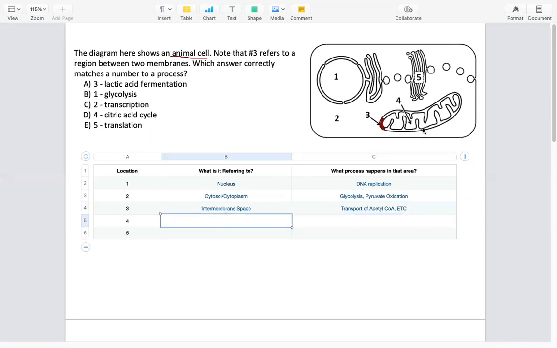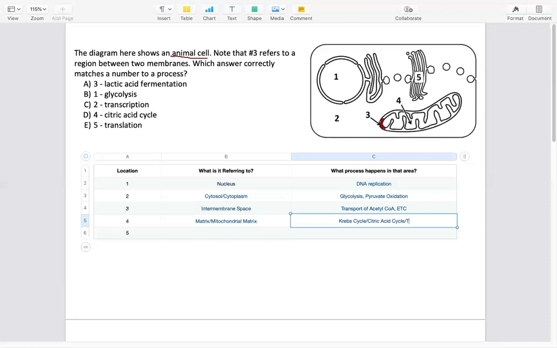All right, number four, we're also referring to the mitochondria, and this would be the matrix, or the mitochondrial matrix. This is just the space inside the mitochondria, and you guys know that what happens in here is the Krebs cycle, or you can call it the citric acid cycle, or the tricarboxylic acid cycle that I will abbreviate as TCA. All right, and lastly, we have five. Five, again, is part of the endomembrane system. It's after the endoplasmic reticulum, or the ER. And so this refers to the Golgi apparatus, Golgi body, any of those is fine.